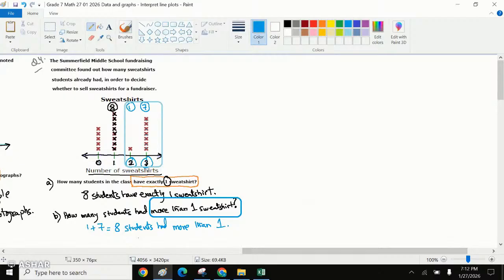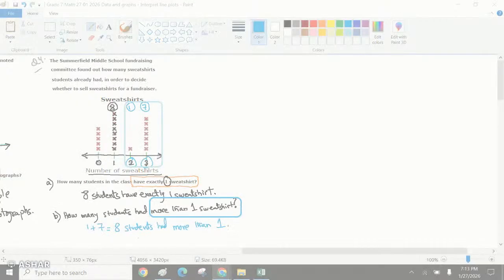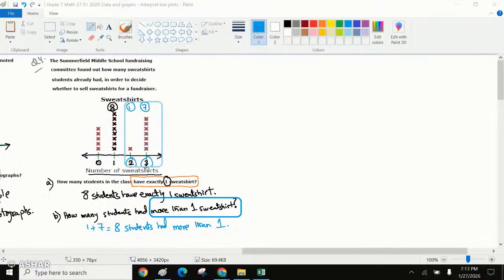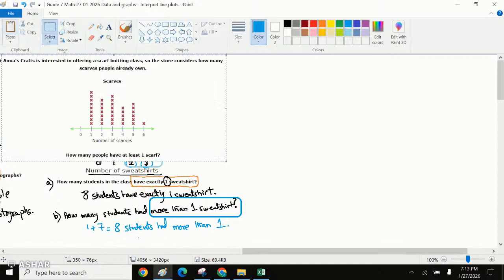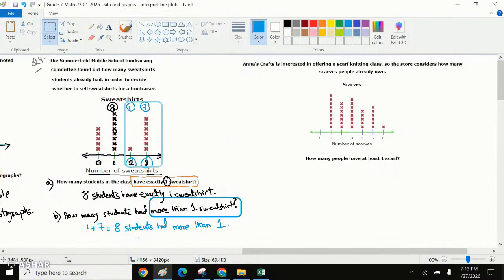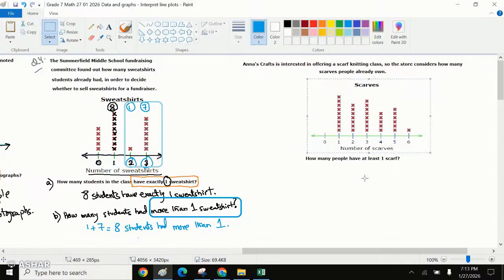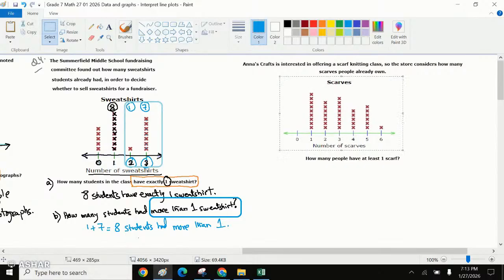Moving ahead to the next question. Let's copy the next question. It says, Anna's Crafts is interested in scarf knitting. They're doing scarf knitting over here, and they would be making a certain number of scarves. Let's suppose these are the number of scarves they have.